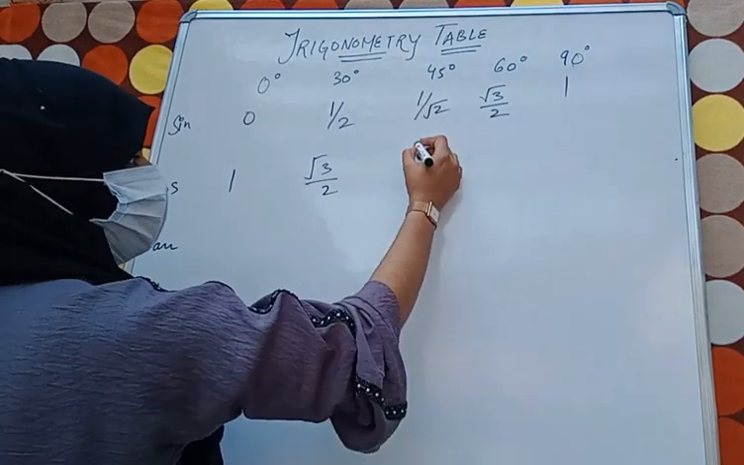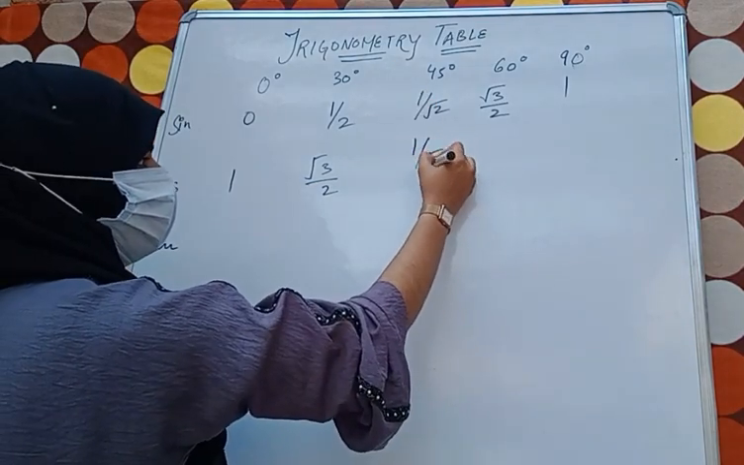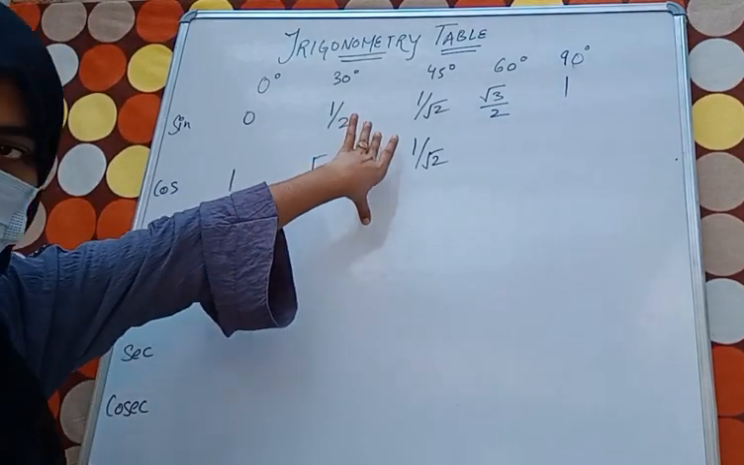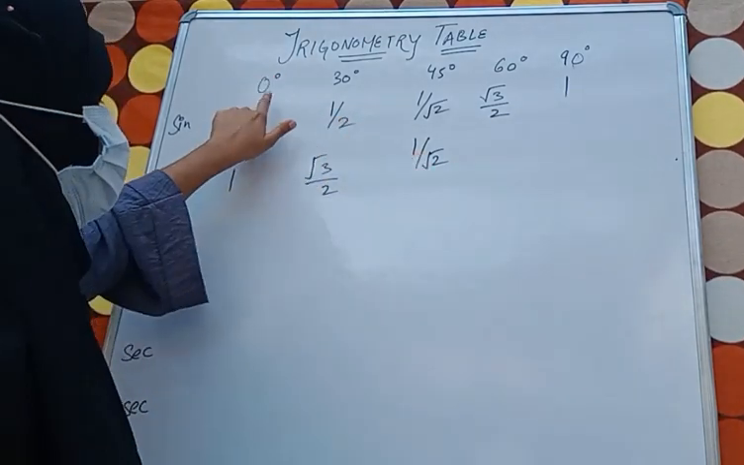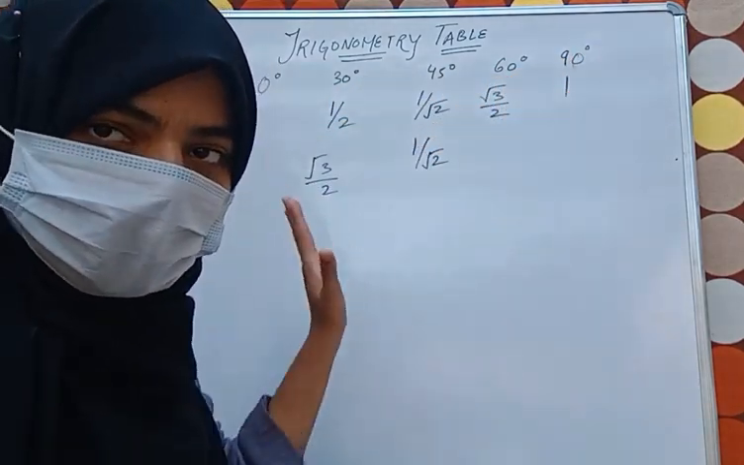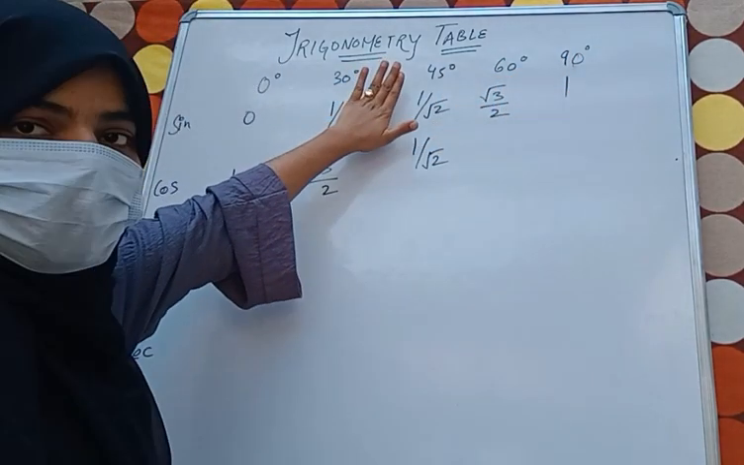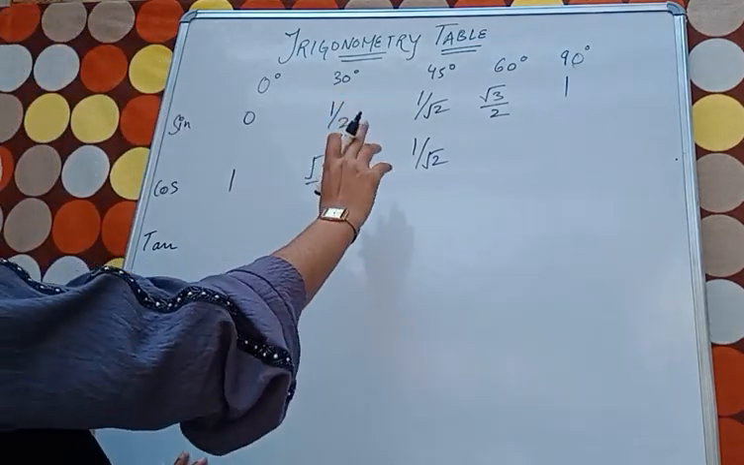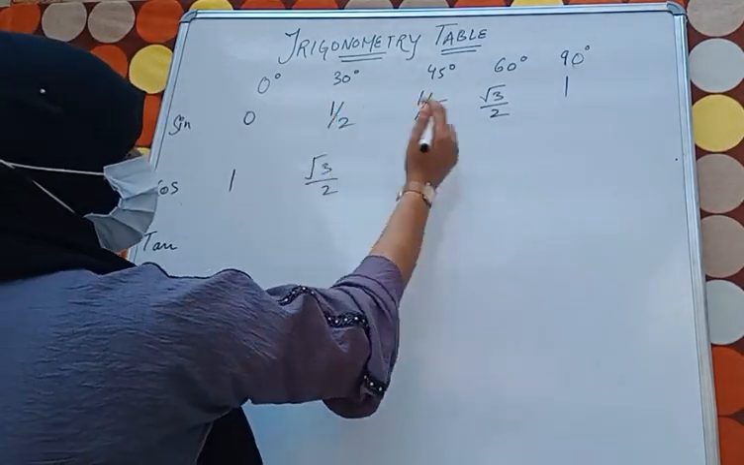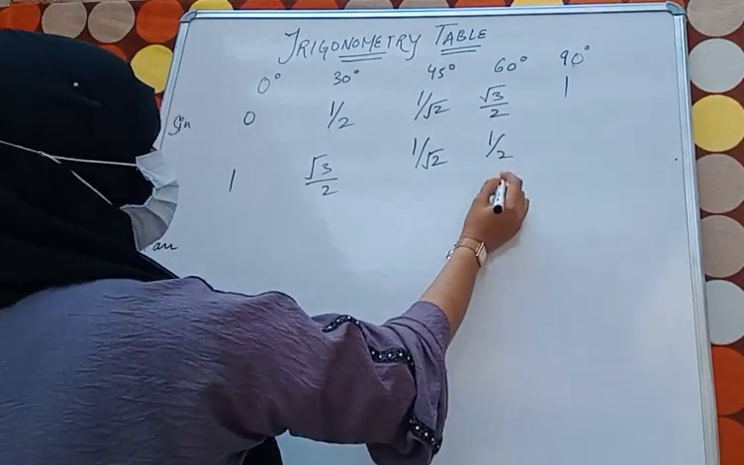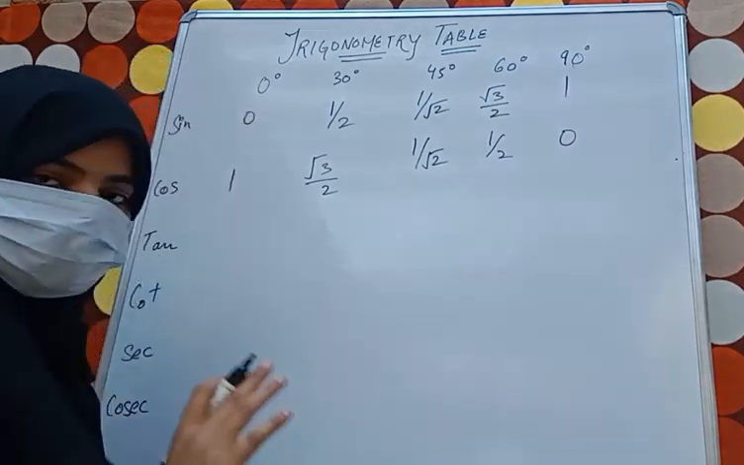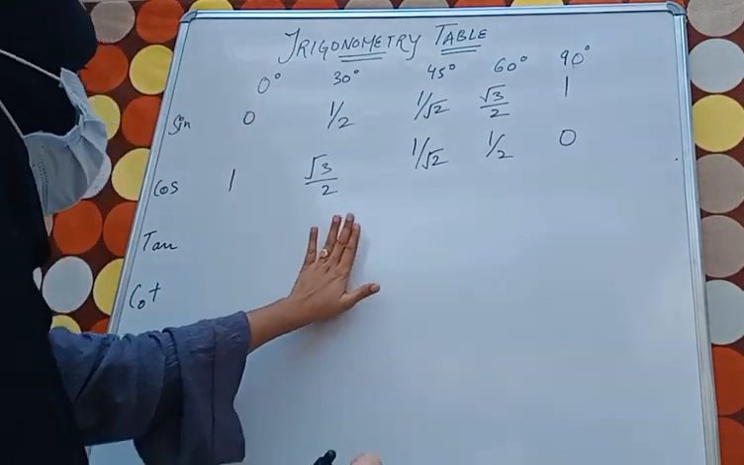Then sine 45 and cos 45 will be the same, because it is the middle one in the odd number of angles. See, 0 degree, 30 degree, 45, 60 and 90 degree. Our 45 degree is in the middle, so it will stay the same. Then sine 30 will come here and become cos 60, and 0 will come here. Now your cos is created.